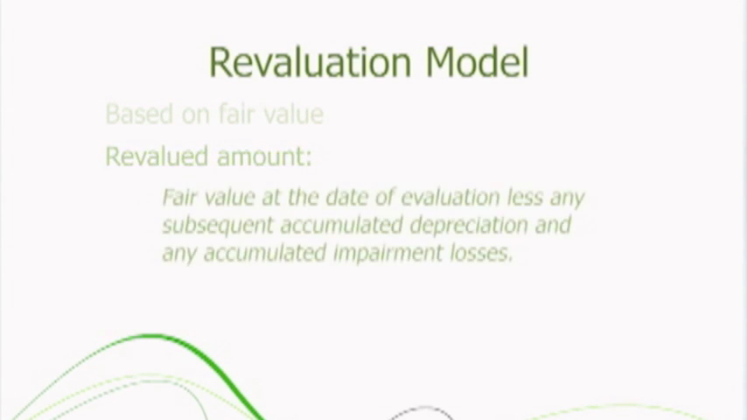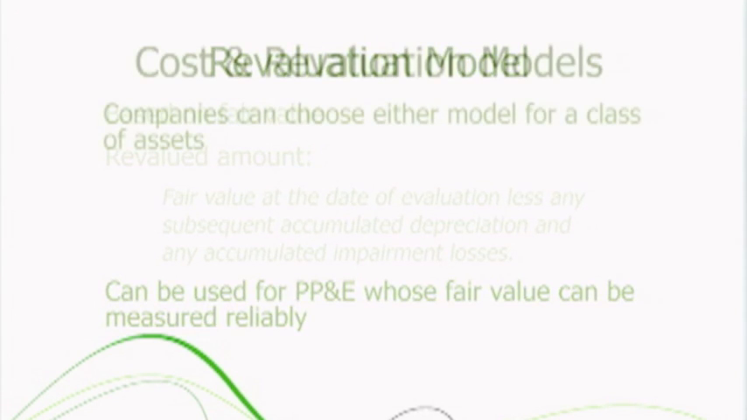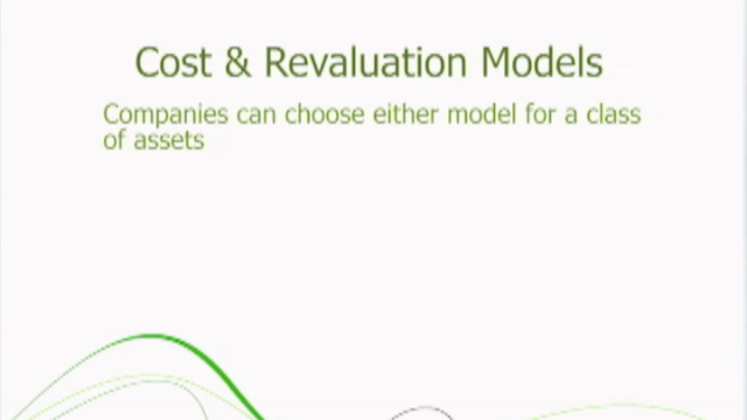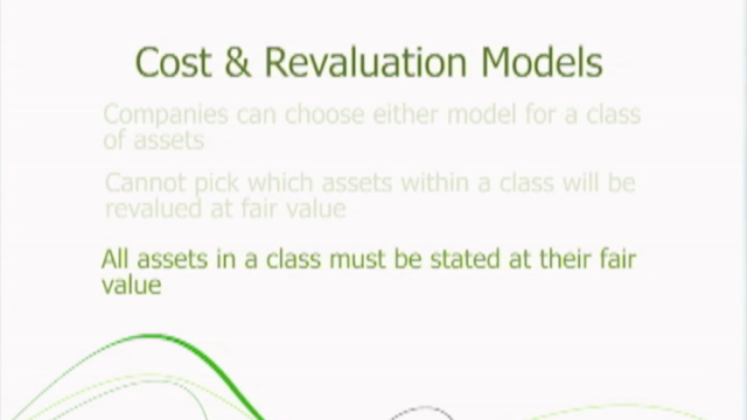The revalued amount is defined as fair value at the date of evaluation, less any subsequent accumulated depreciation and any accumulated impairment losses. It can be used for property, plant, and equipment whose fair value can be measured reliably. Companies choose either model for a class of assets. Companies cannot pick which assets within a class they will revalue at fair value. All assets in the class must be stated at fair value.